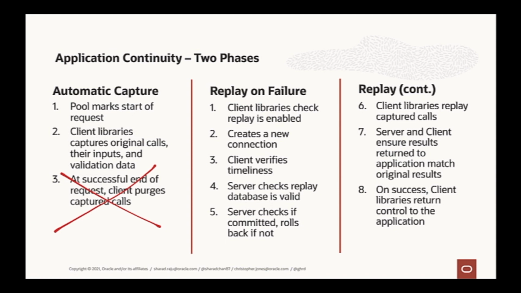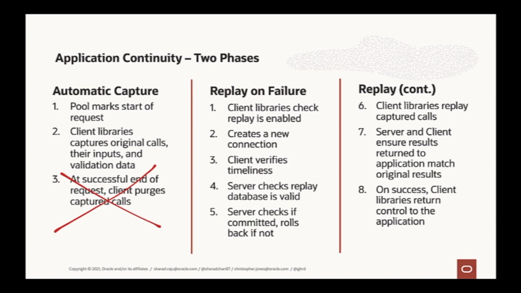The client verifies: there's a timeout parameter you can set to make sure we're not trying to redo things which are really, really old. Again, the database has to check whether things are valid on its side. And if there was partial work pushed into the database, we have to do a rollback as well. And at that point, step 6 on the right-hand side, we can start replaying all those captured calls and do some cross-check validation to make sure that everything was okay.